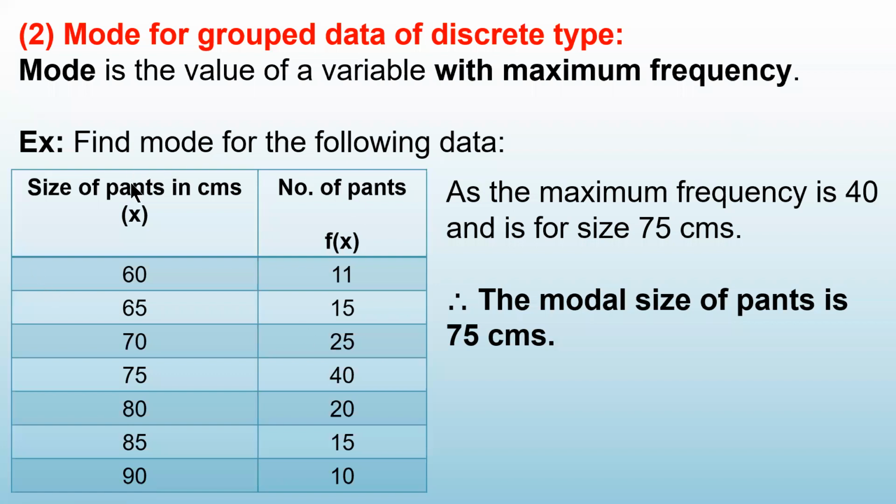Look at this table. The first column is giving you size of pens in centimeters, and the second column is giving you number of pens. मतलब एक शॉप में सपोज कितने पेन हैं इस साइज के. Okay, so 60 centimeter size के 11 pens are there. Means the frequency of 60 is 11. Frequency of 65 is 15, and so 70 का frequency 25, 75 का 40, 80 का 20, 85 का 15, and 90 का 10. You have to find out what is the mode for this data.